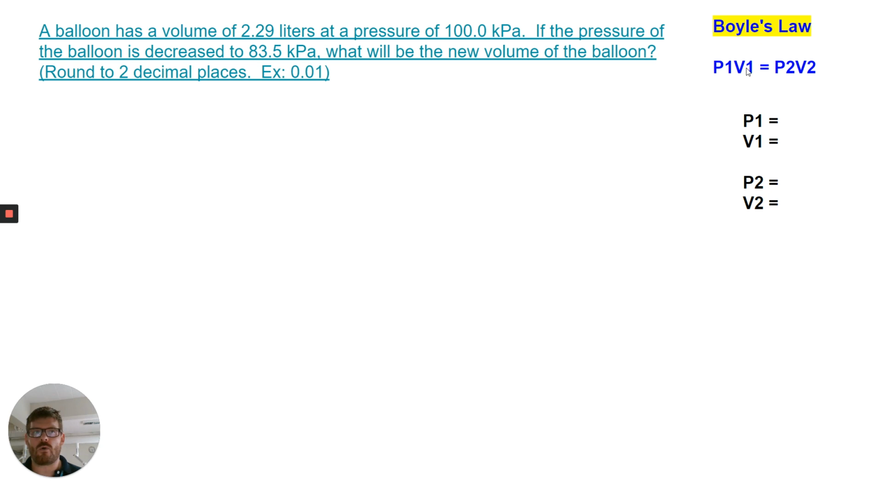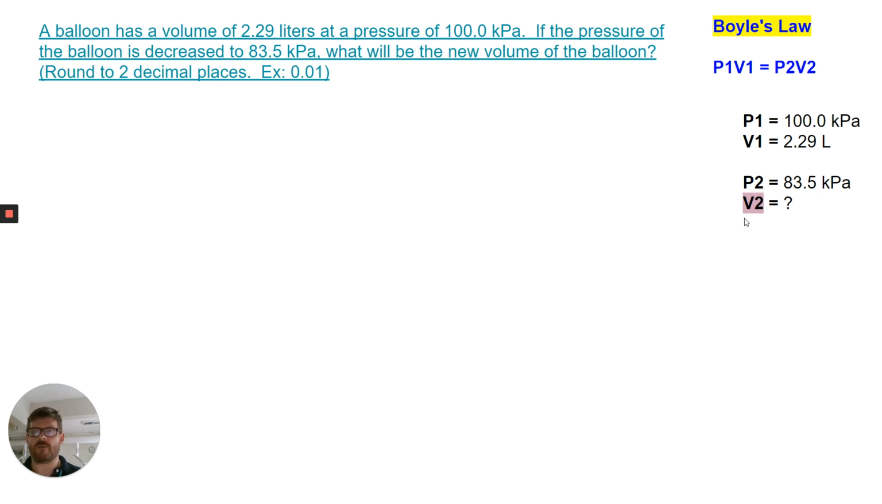First thing I want to do is figure out what law I'm dealing with given the information I've got, and then write out that gas law. From there, list off the variables you're going to need to fill in, and then go back to the problem and input those. So this is what we get: P1 is 100 kilopascals, V1 is 2.29 liters, and P2 is 83.5 kilopascals. And we're asked to figure out the final volume.